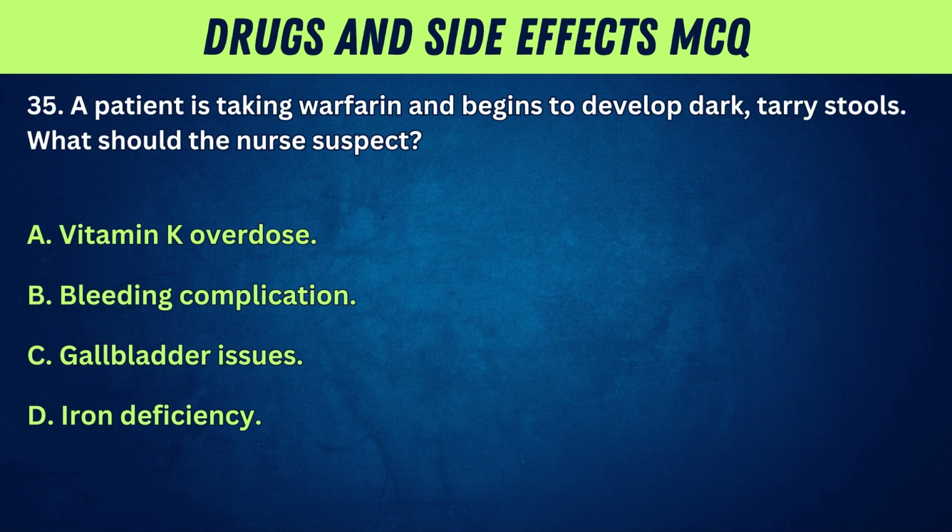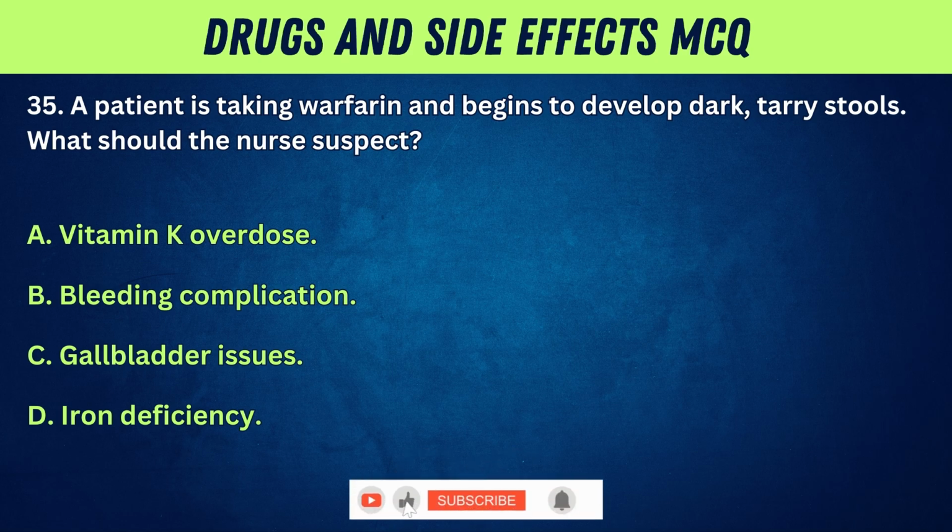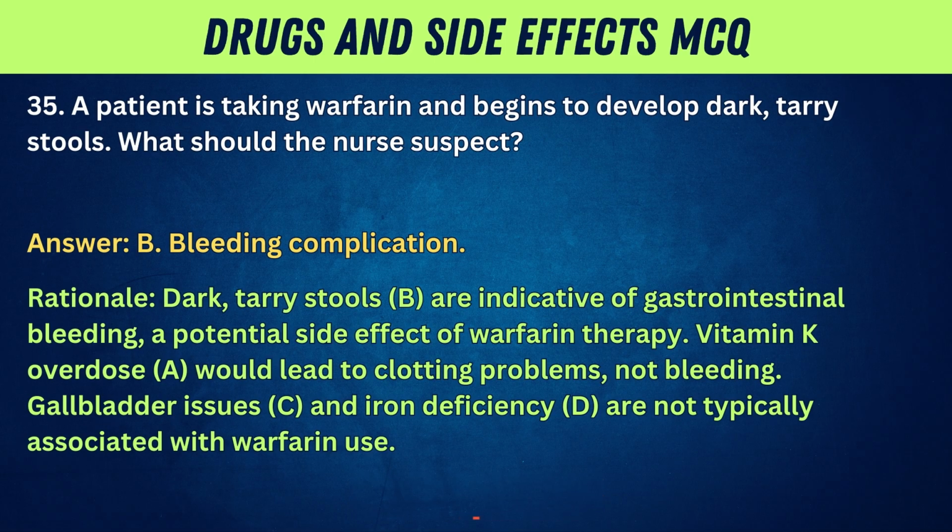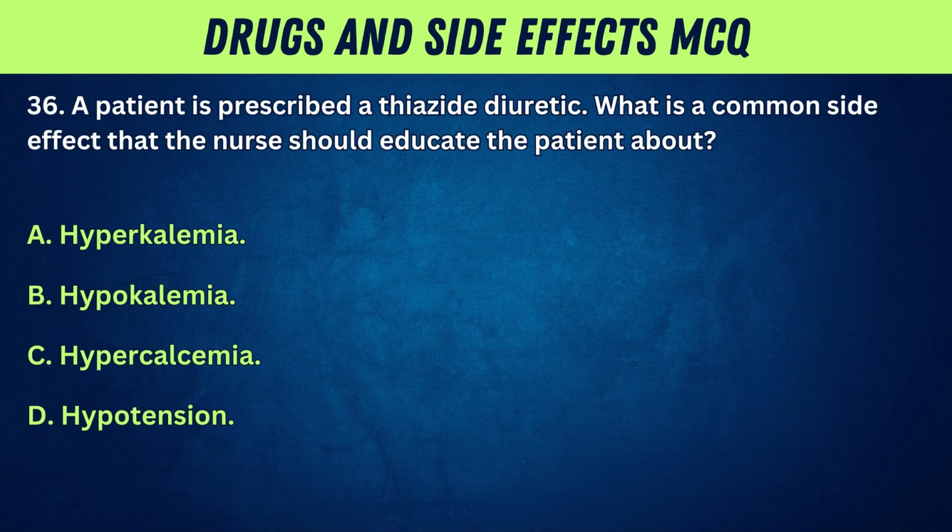35. A patient is taking warfarin and begins to develop dark, tarry stools. What should the nurse suspect? A. Vitamin K overdose. B. Bleeding complication. C. Gallbladder issues. D. Iron deficiency. Answer: B. Bleeding complication. Rationale: dark, tarry stools, B, are indicative of gastrointestinal bleeding, a potential side effect of warfarin therapy. Vitamin K overdose, A, would lead to clotting problems, not bleeding. Gallbladder issues, C, and iron deficiency, D, are not typically associated with warfarin use.